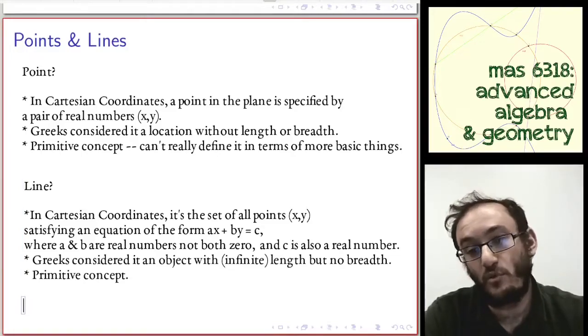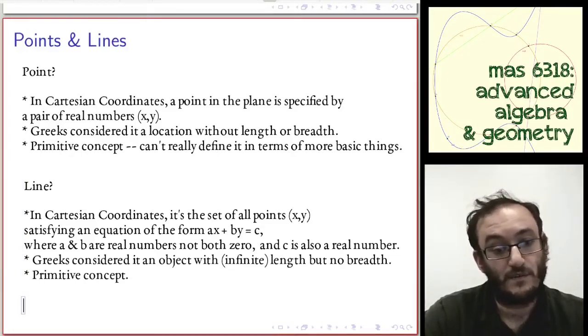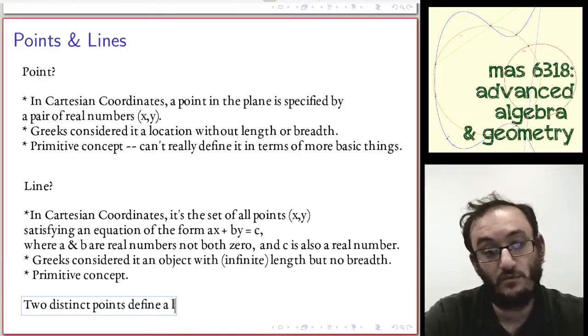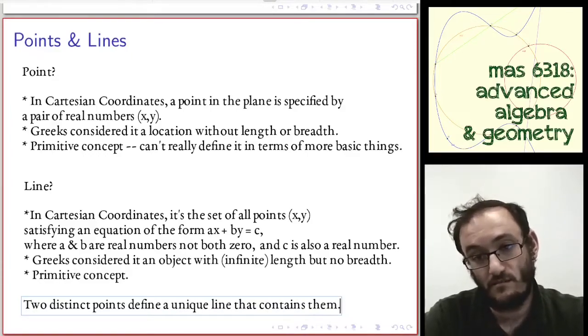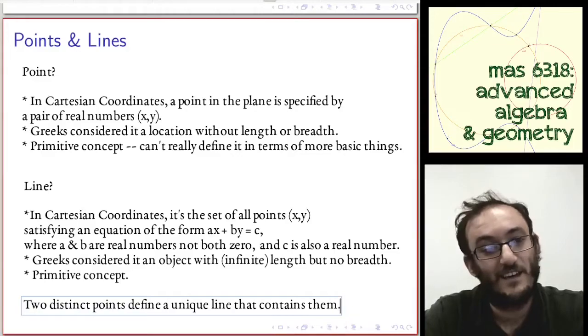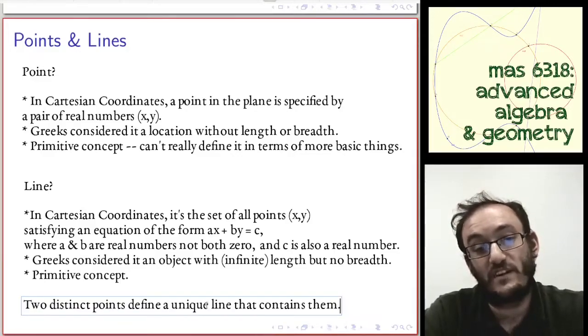In terms of how points and lines are related, two distinct points define a unique line that contains them. We're in the Euclidean setting. In other versions of geometry that might not be the case, but two distinct points define a unique line that contains them.